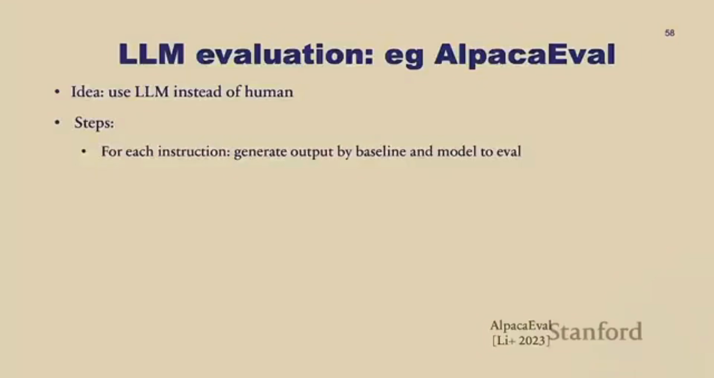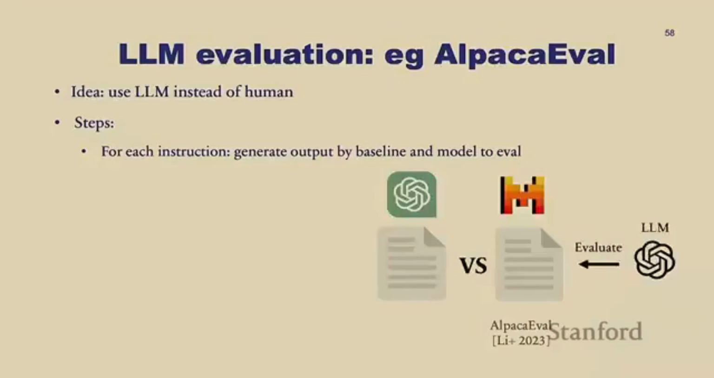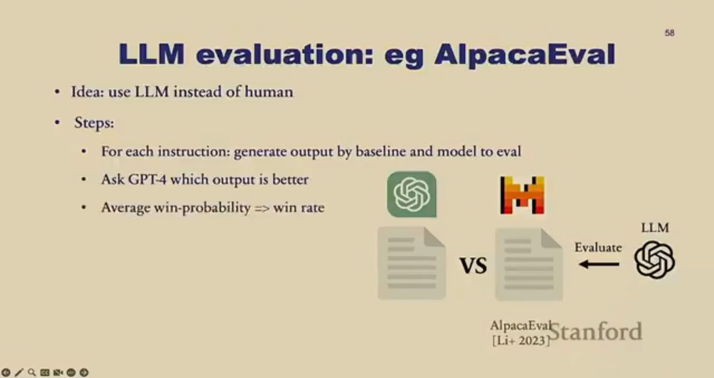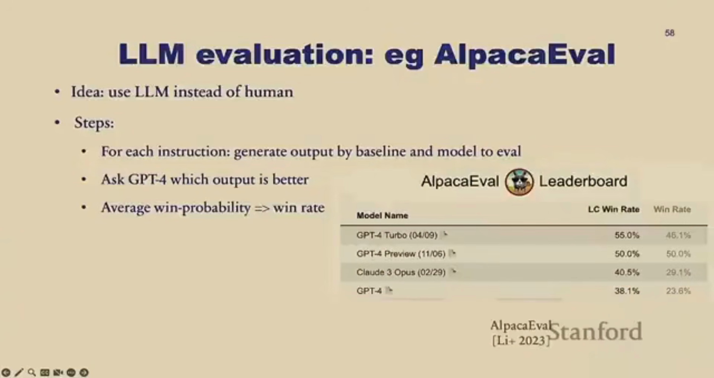Steps: for every instruction, generate outputs by some baseline and the model that you want to evaluate. So here, imagine that I'm comparing an answer from ChatGPT and from Mistral. I'm just asking another model which one is better, and I basically average that out. I asked GPT-4 which one is better. I average that out over my entire distribution, over my entire benchmark or data set, and that gives me a win rate, so win probability for one model compared to another one, and now you can rank models. And this is the AlpacaEval leaderboard.